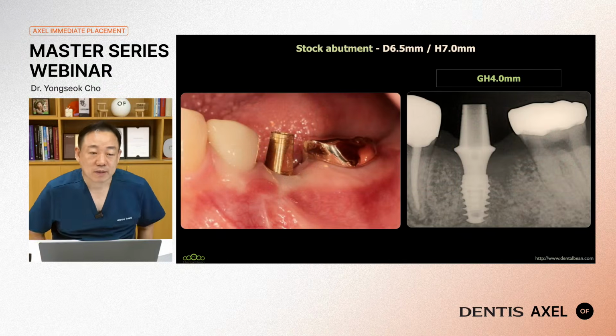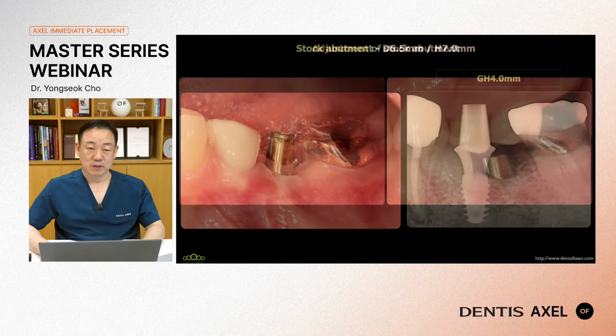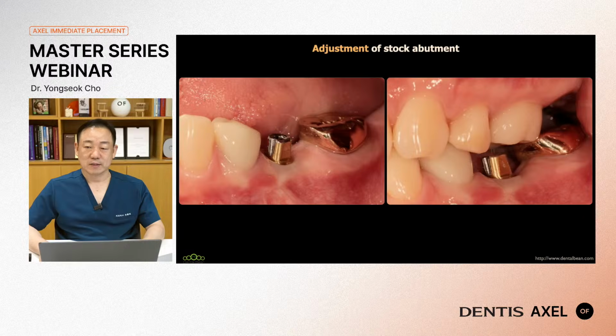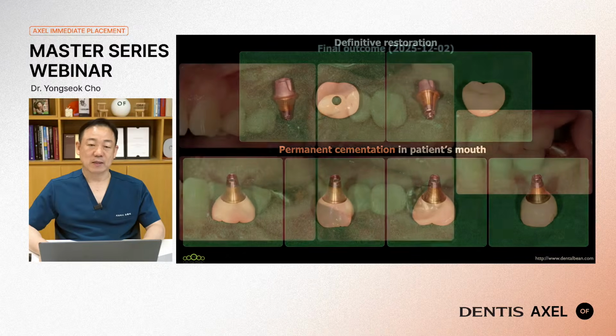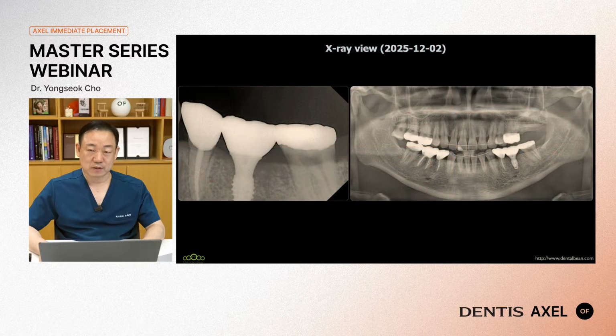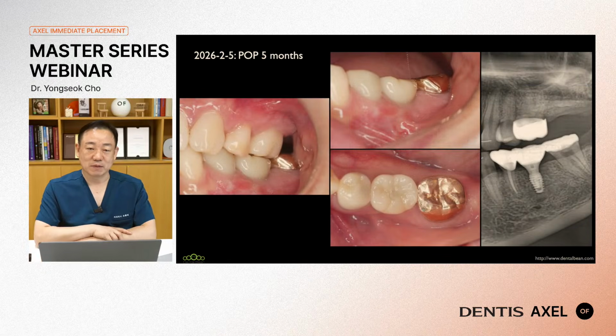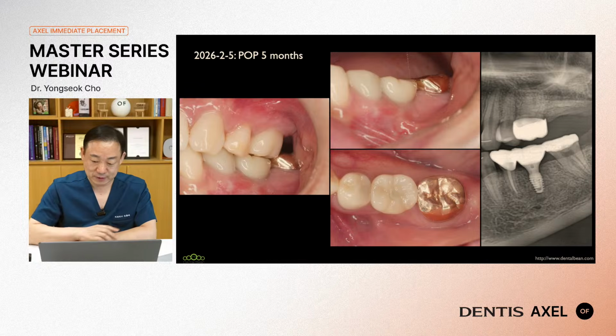Again, Dr. Kim continued the prosthetic process with a stock abutment, and here scanning, and the final restoration was delivered to the patient. Okay, this is a radiograph image, 5 months after the operation. Nice bone, nice soft tissue condition, and the panoramic image looks not bad.